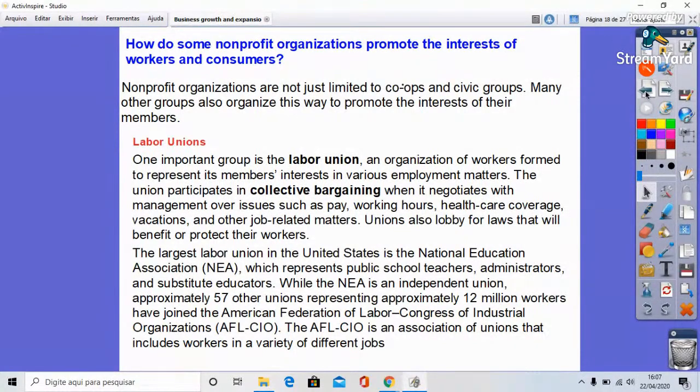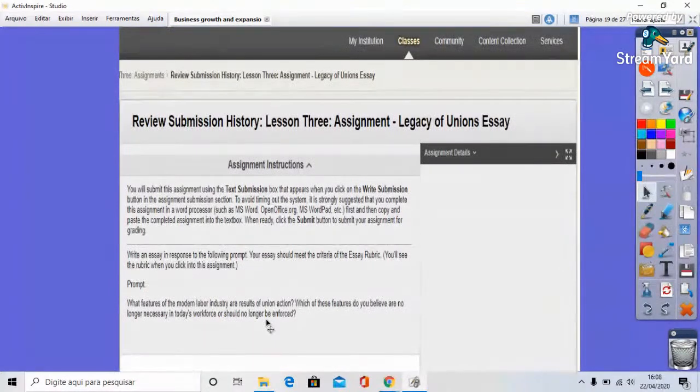Okay, what features of the labor union do we have today in modern industry? And try to look for some features that you believe are not necessary nowadays in the workforce, or maybe they should not be enforced so much. This is your essay here. Okay? Yes, fine.